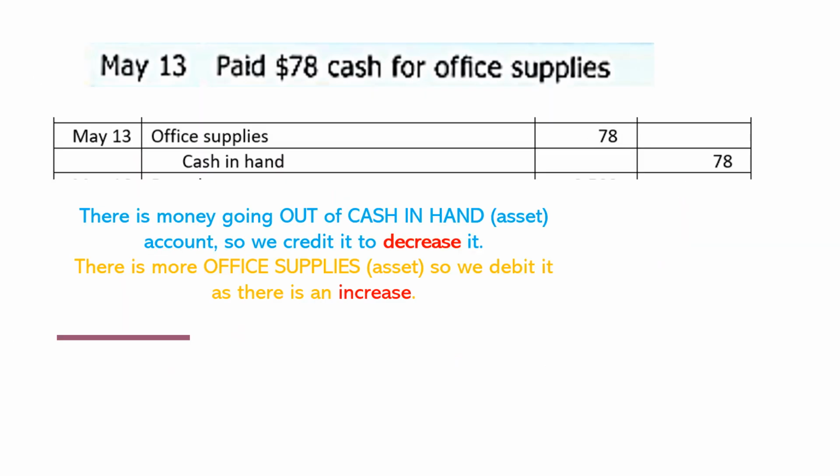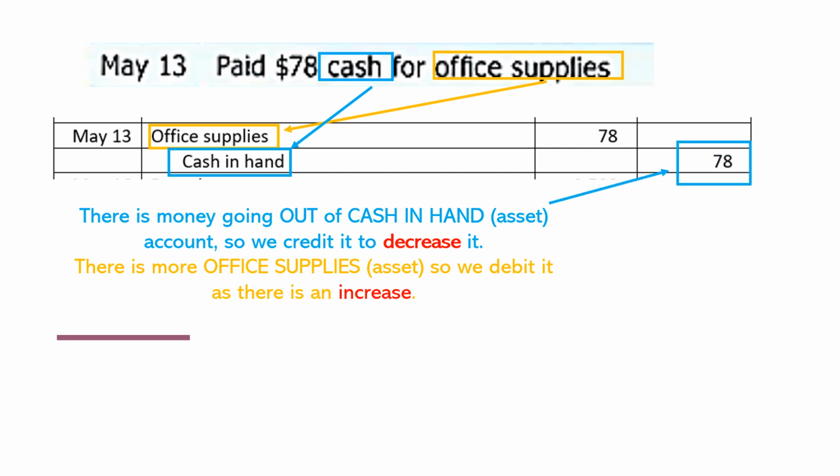All right, the next transaction will be on the 13th of May, where we paid $78 cash for office supplies. So the two keywords will be cash and office supplies. So cash is just your cash in hand. Office supplies is just office supplies. So since there is money going out of your cash in hand, which is an asset, we will have to credit to decrease it. And office supply is an asset. So we will debit it because there is an increase, right?